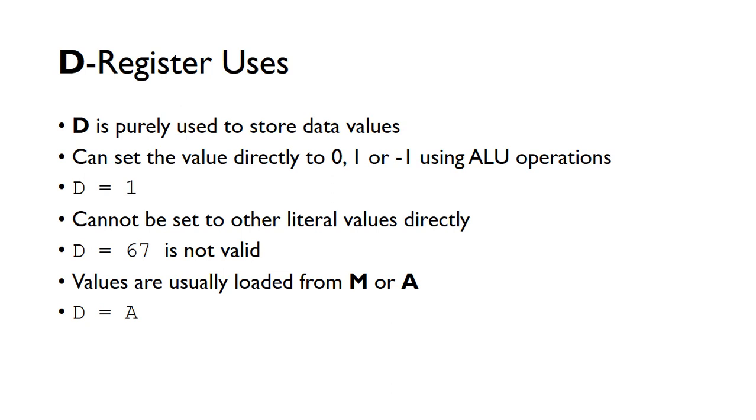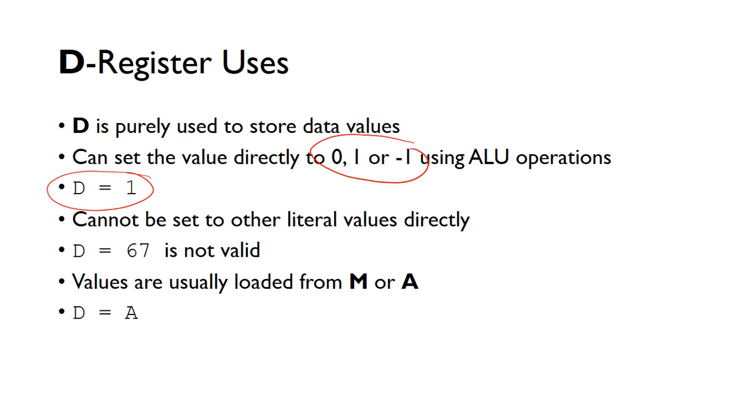It's essentially numbers. We don't store addresses in there or anything. We just store data values. So we can set the value of D directly to 0, 1 or -1 using arithmetic logic unit operations. Remember, when you built the ALU, there's certain operations to create 0, 1 or -1 on the output. So we can use these operations to set the value of D. So for example, you can do D equals 1 and it'll set the value of the D register to 1. You can do D is 0 or D is -1.